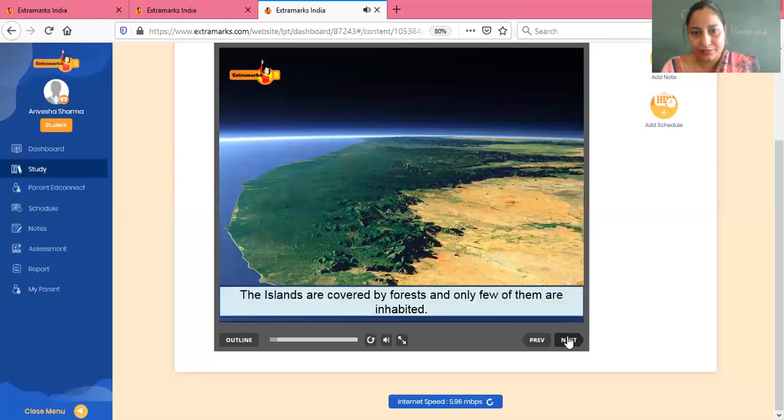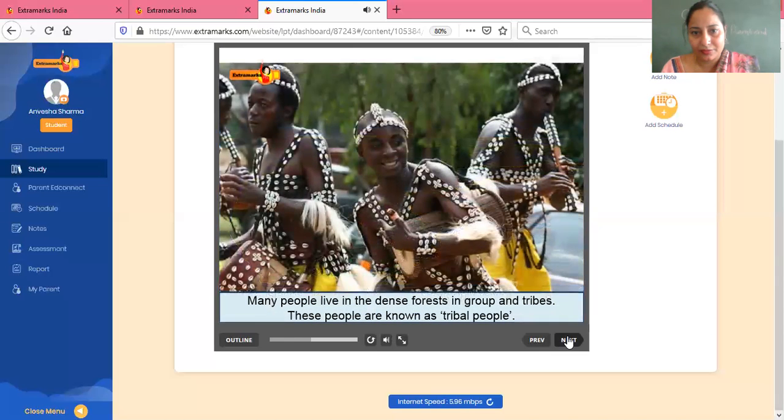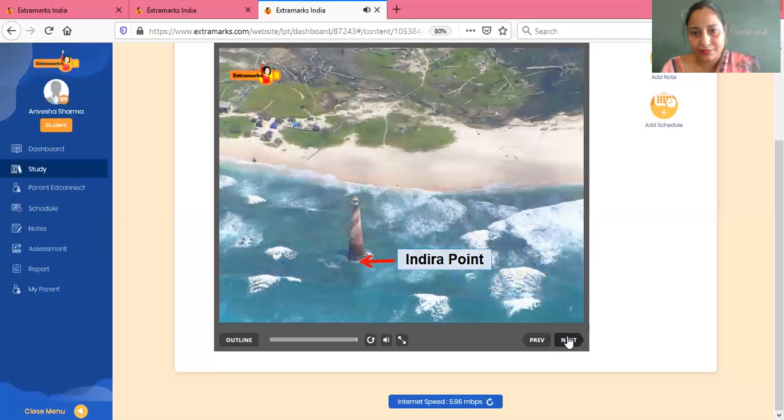The islands are covered by dense forest, and only a few of them are inhabited. Many people live in the dense forests in groups and tribes. These people are known as tribal people. Indira Point on the Nicobar Islands is the southernmost tip of India. Only the lighthouse marking the tip remains after the destruction by the December 2004 tsunami.